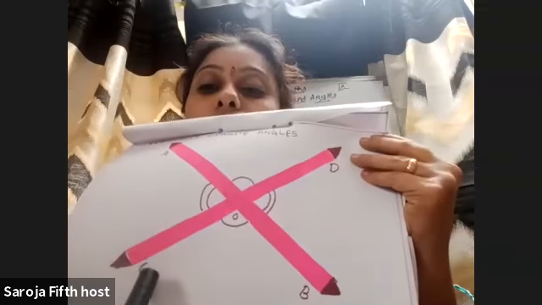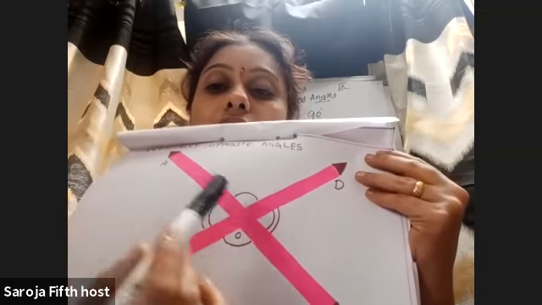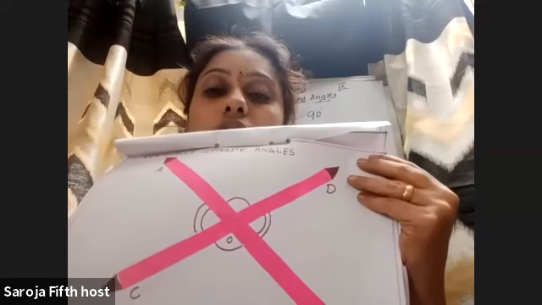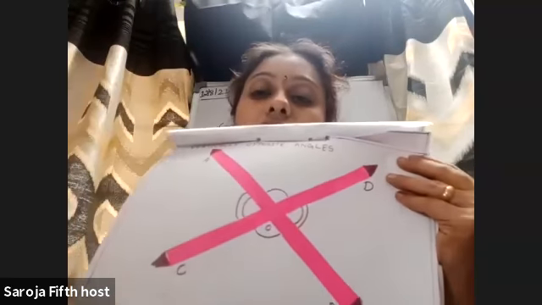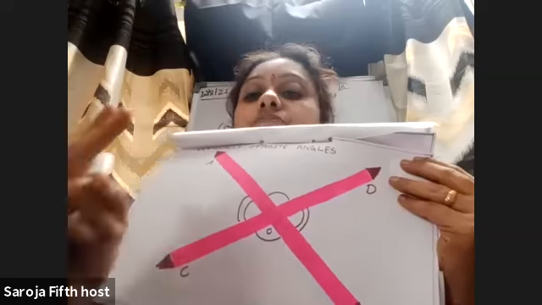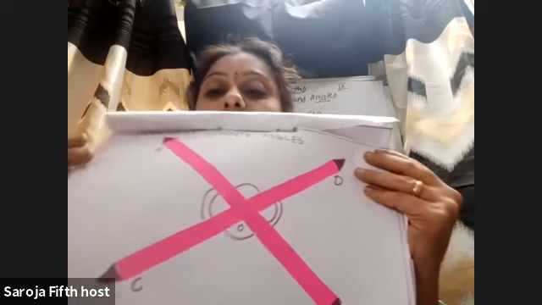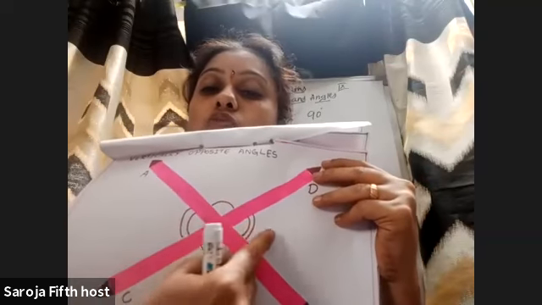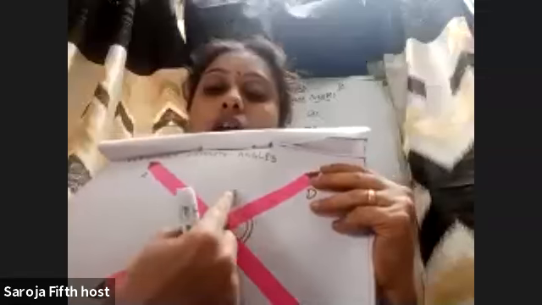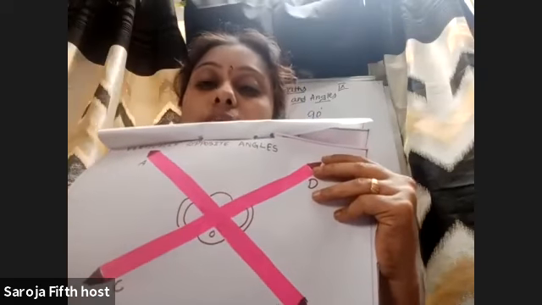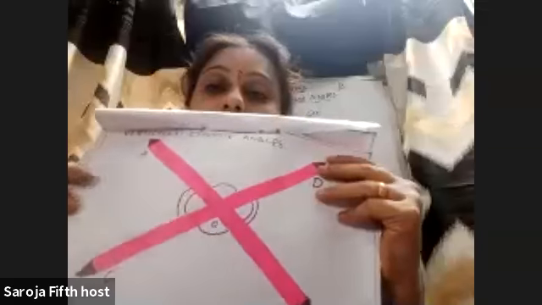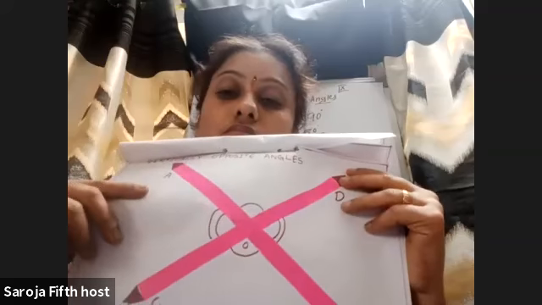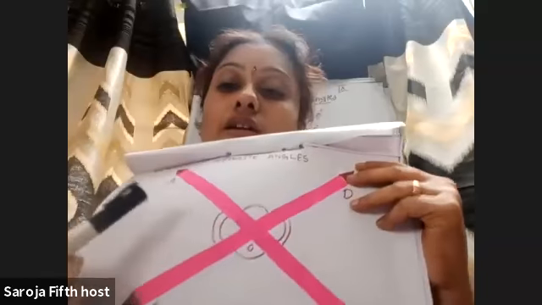BOC and AOD are another pair of vertically opposite angles. Totally, when two straight lines intersect, you are going to get two pairs of vertically opposite angles, students. One pair will be equal, and this other pair of opposite angles will also be equal in measure. Are you understanding? Anybody having doubt? No, ma'am.